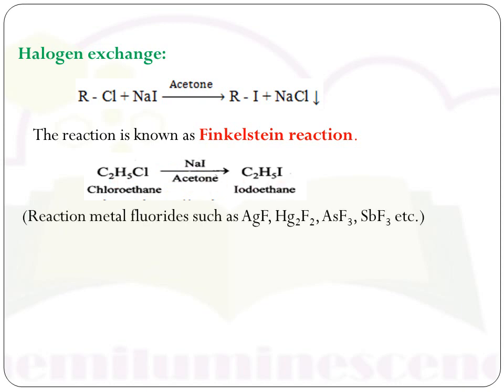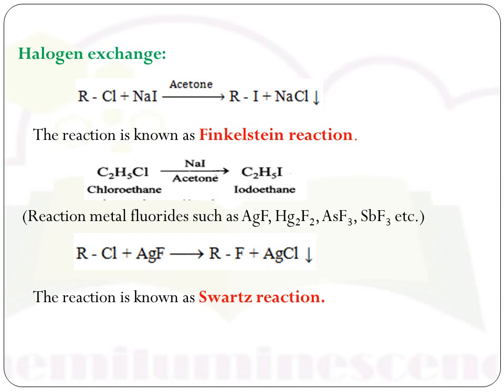The second reaction for the preparation of alkyl fluoride is that when alkyl chloride or alkyl bromide is reacted with metal fluoride, such as these are the metal fluorides, then the chlorine or bromine gets exchanged by fluorine. This is the reaction which shows the exchange of chlorine or bromine by fluorine. Here the chlorine is exchanged by fluorine and forms alkyl fluoride. Here also silver chloride is precipitated and which can be separated by simple filtration. This reaction is known as a Swarts reaction.